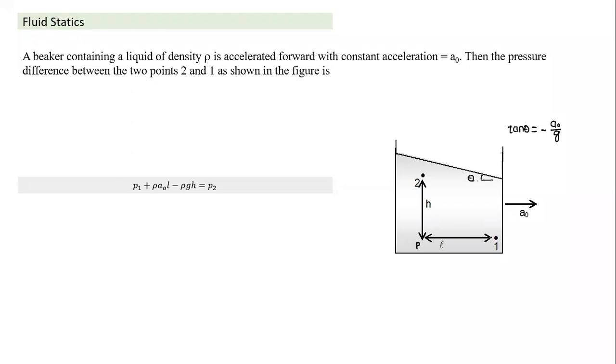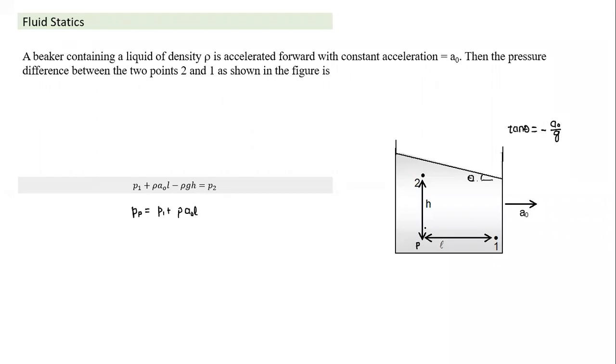So compared to 1, if I have to write one more step, the pressure at P, which is at the same level as point 1, will be equal to the pressure at 1 plus rho A naught into L. That's what I wrote. So compared to 1, it will be an increase of rho, density, into acceleration A naught into delta x, which is L.